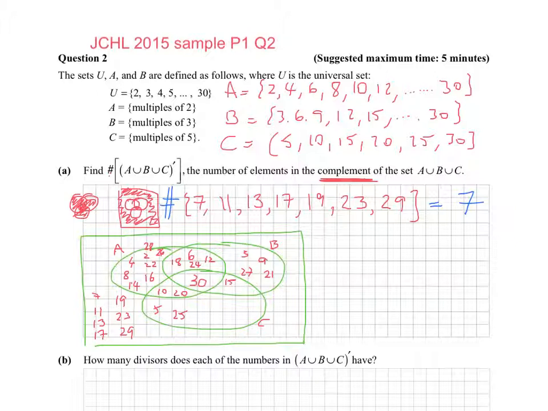Moving on to part B, you're asked how many divisors each of the numbers in this subset has. So these numbers 7, 11, 13, 17, 19, 23, 29, how many divisors are there? Well, we should realise what sort of numbers they are. They are prime numbers, and that in itself is part of the answer. Therefore, prime numbers always have 2 divisors: itself and 1.